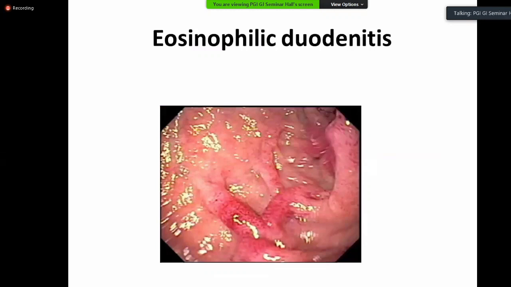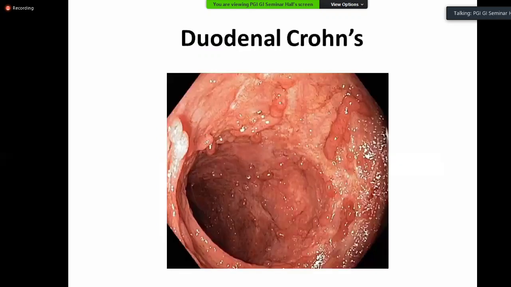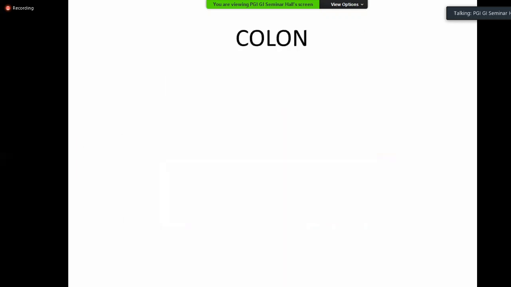There's no way you can say that thickening of folds in a patient is because of this or that. So this was an example of eosinophilic duodenitis. You have to take biopsies. Duodenal Crohn's, again I said, you need histology.